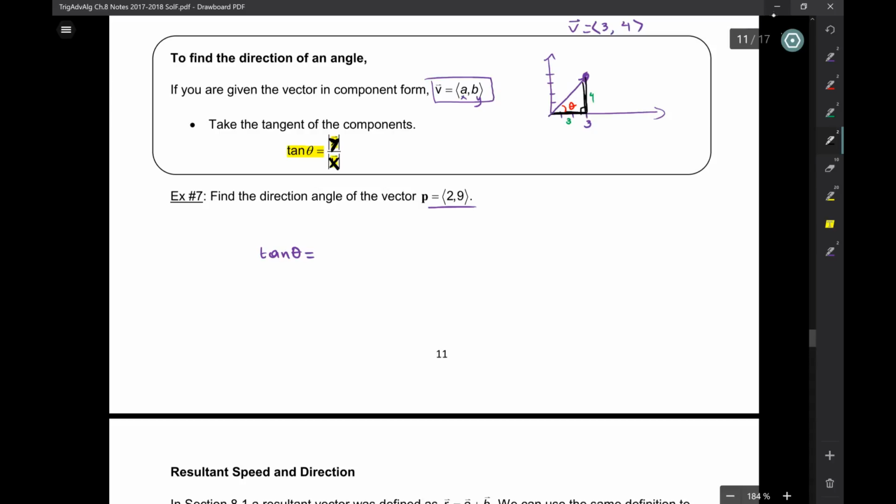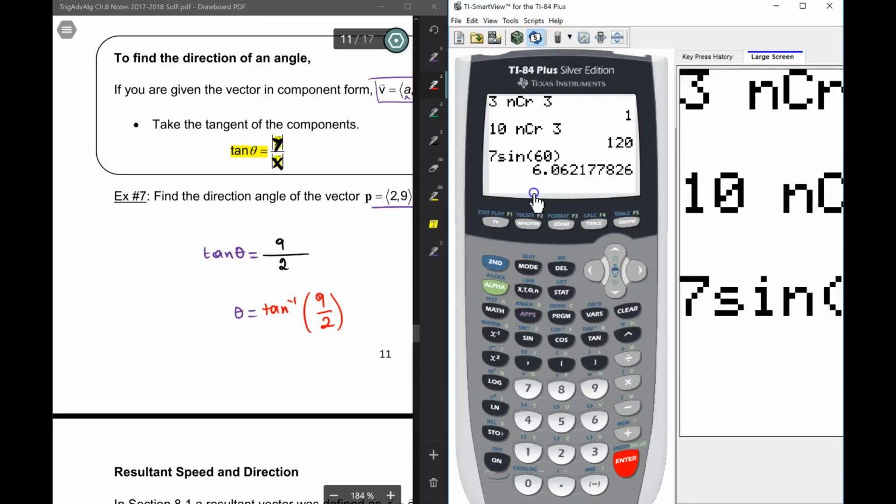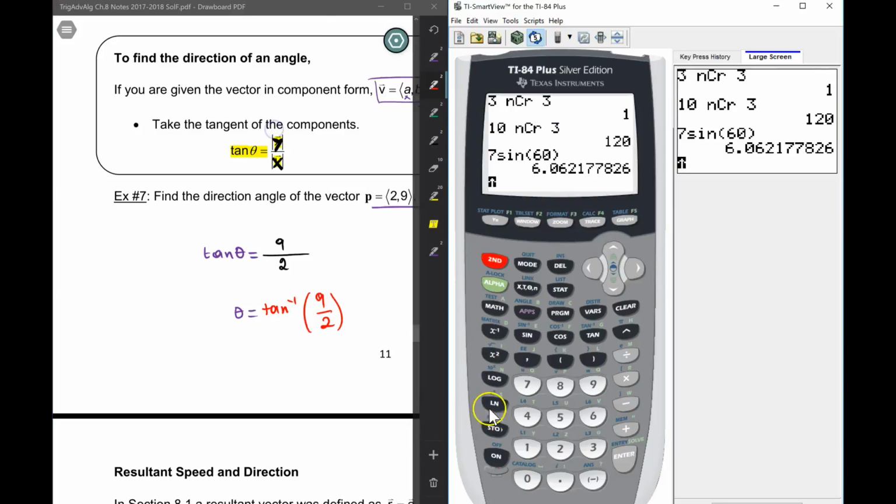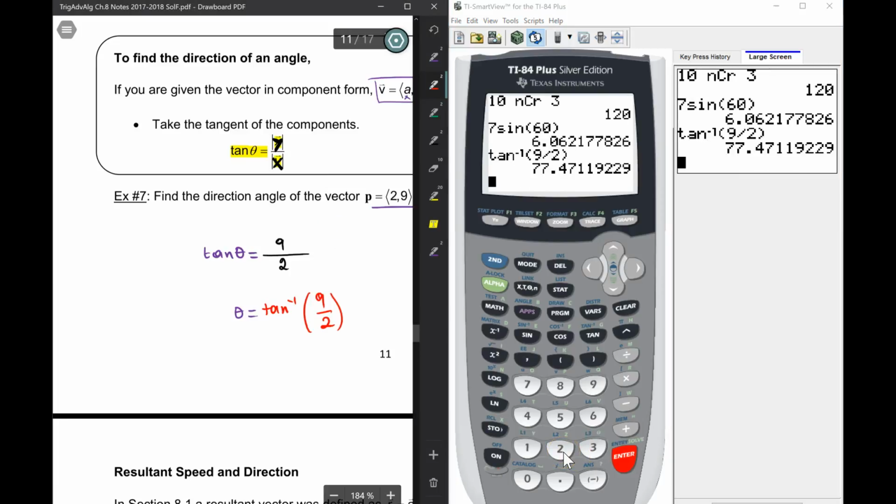Let's fix that. It's y over x. So tangent of theta is 9 over 2. So theta is inverse tangent of 9 over 2. Right? And if we do inverse tangent, sounds pretty right. 77.5.